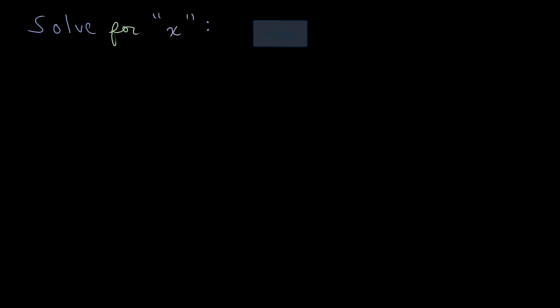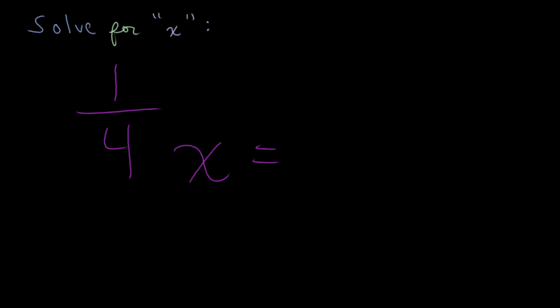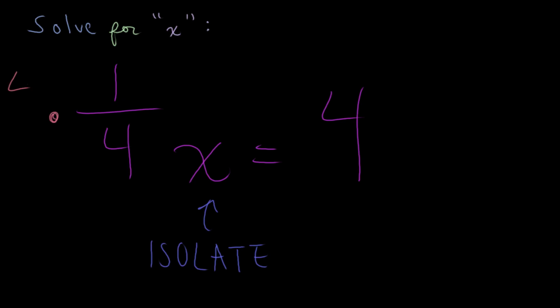Now that we know what a reciprocal is and what it does, we can apply this information into solving our equation 1/4 x equals 4. Once more, we have to solve this equation by isolating the x with the inverse operation. In order to do this, we have to multiply both sides by the reciprocal of 1/4. The reciprocal of 1/4 is 4/1.